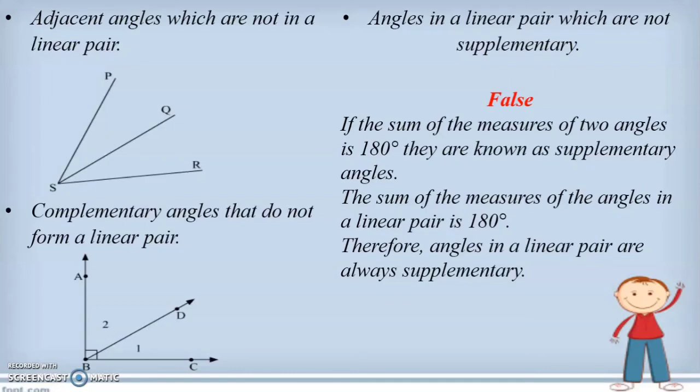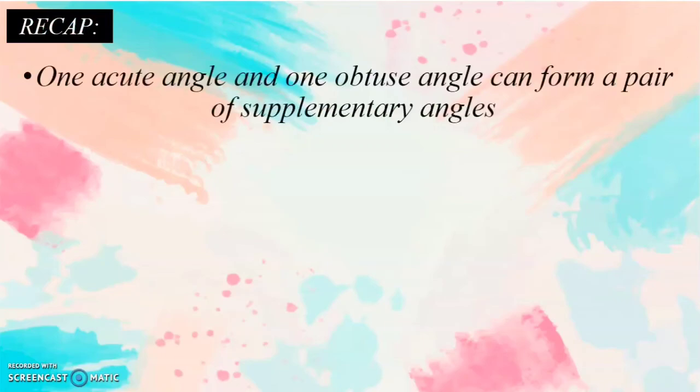I hope all three concepts were clear. Now I will give you all one question. Think about it for a few seconds and check if the statement is true or false. The question says, can one acute angle and one obtuse angle form a pair of supplementary angles? Think about it. One acute angle and one obtuse angle. Can it form a pair of supplementary angles?